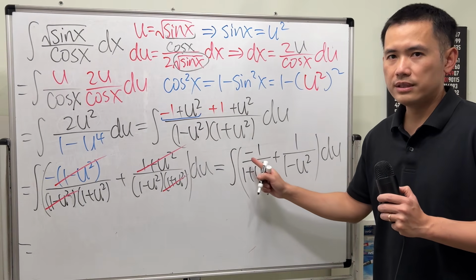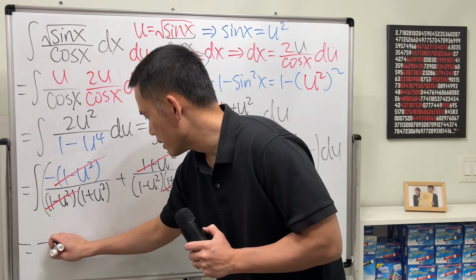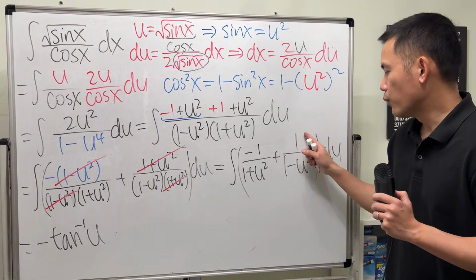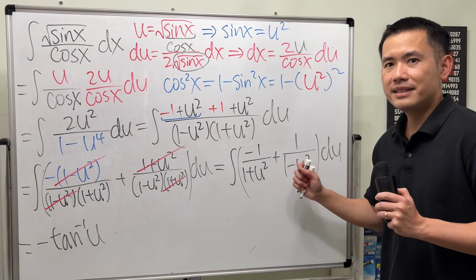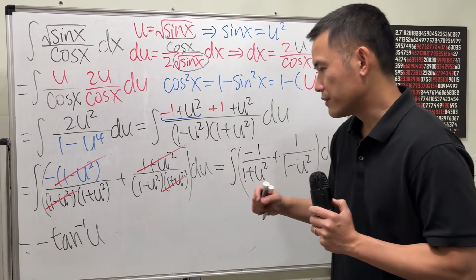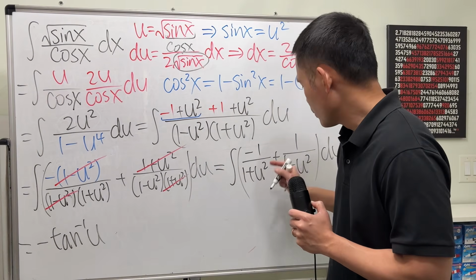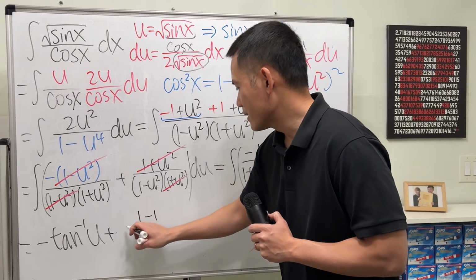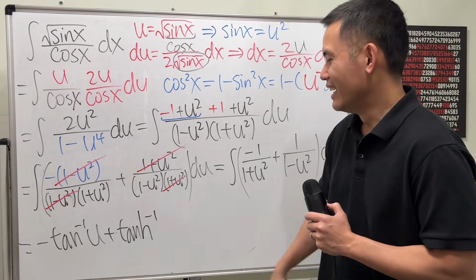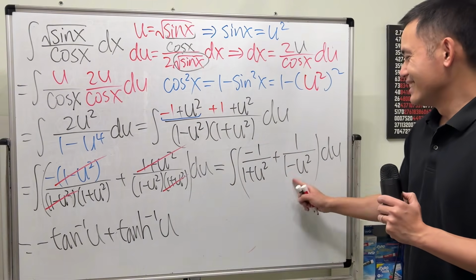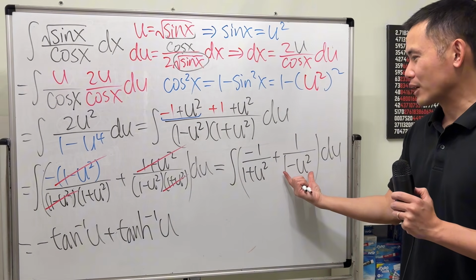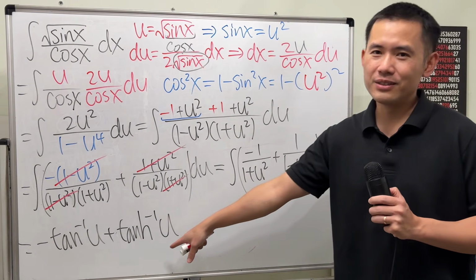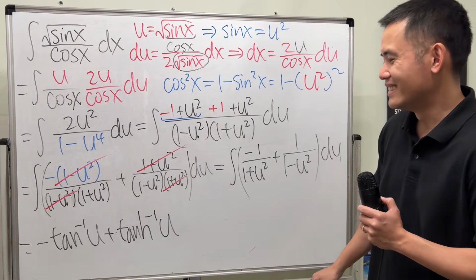This is just negative inverse tangent of u. And in fact, when you have 1 over 1 minus u squared, it's the hyperbolic version. It's still the inverse though, so we have a plus. It's the inverse hyperbolic tangent of u. Or of course, you can also do partial fractions here, but inverse hyperbolic function is better.